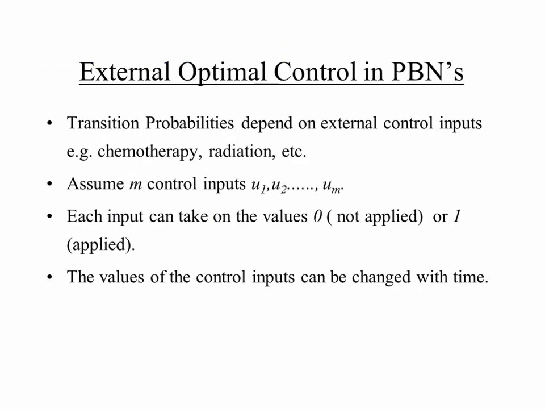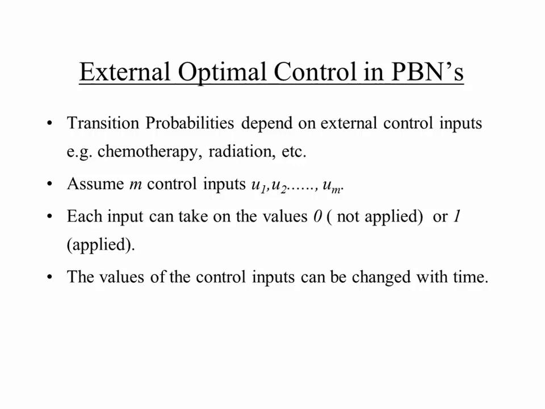So for external optimal control in PBNs, we know that the transition probabilities will depend on external control inputs, for example chemotherapy, radiation, etc. So let's suppose we have M control inputs. There are M different controls that you can use. And again, to keep things simple, suppose the controls are also binary. So if you're using a drug, you'll say it's either applied or not applied. You can make it more complicated. You can put in different dosing, different levels of the drug and all that stuff, but that's like putting icing on the cake. So this is just the basic stuff.